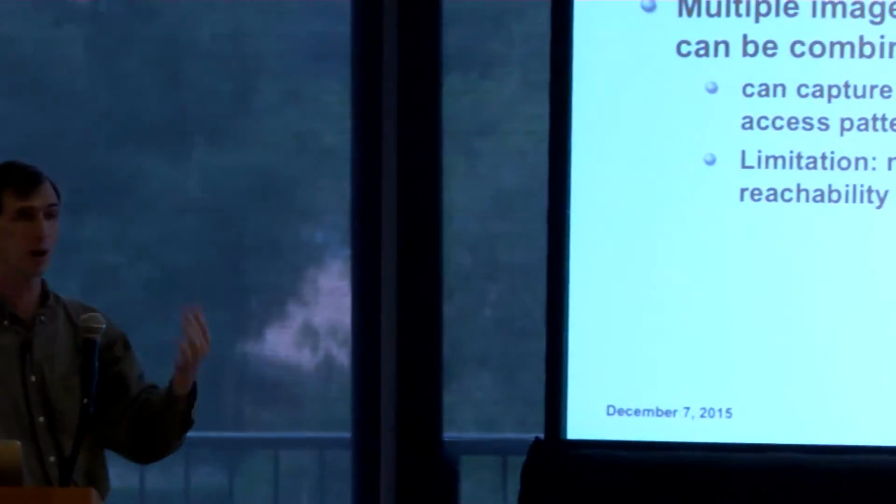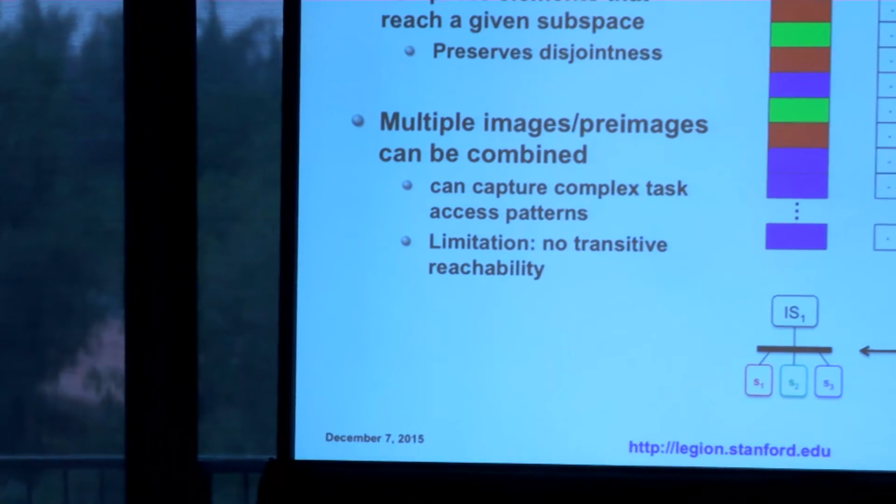Okay, so that was image and pre-image. So this is using field data again, right? This is field data, not colorings. So these pointers here can have been computed or modified by any arbitrary Legion or Regent code beforehand.